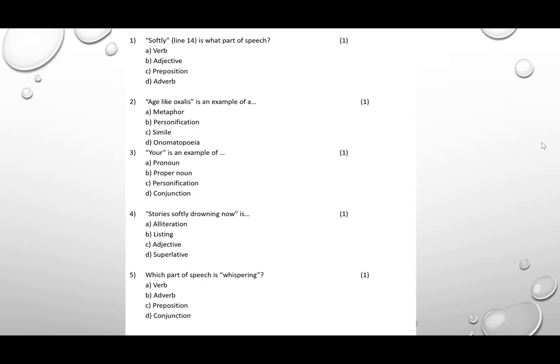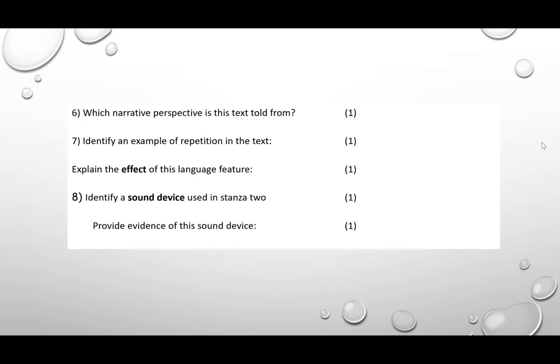I'm assuming you've come back, you've paused the video, you've given it a go, and you just want to check through your answers. So those are the answers. Softly is an adverb. Age like oxalis is a simile because it has like in it. Your is a pronoun. Story softly drowning now, in that context, is an alliteration. You might also think of it as potentially a metaphor, but that's not one of the options, so you've got to pick your best option that is there. Whispering is a verb. It is an action.